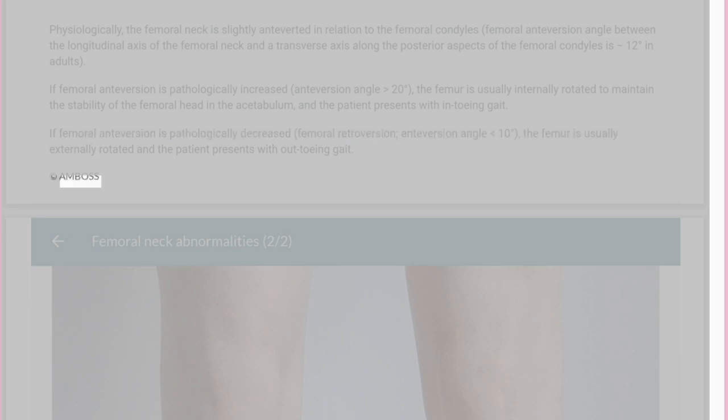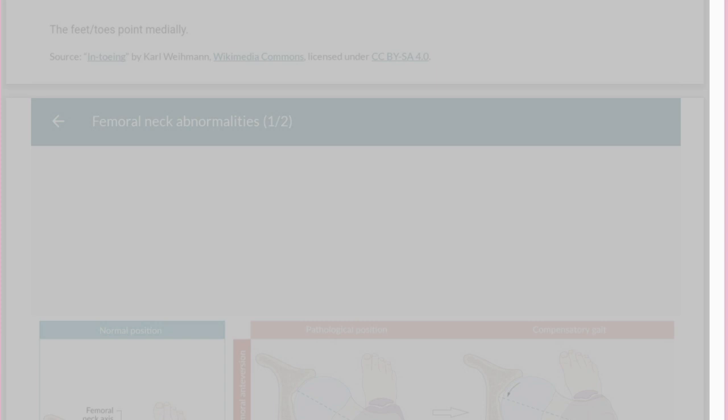In-toeing: the feet and toes point medially. Source: In-toeing by Carl Wieman, Wikimedia Commons, licensed under CC BY-SA 4.0.